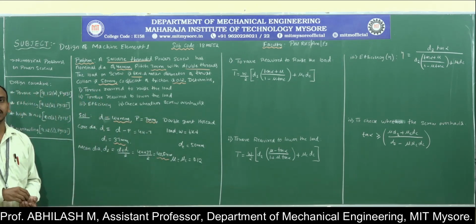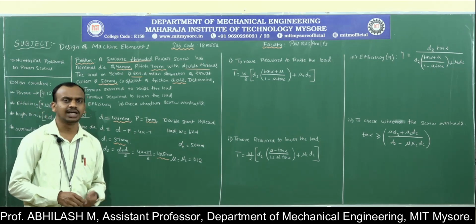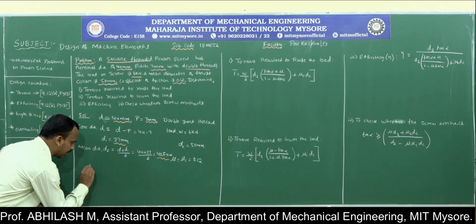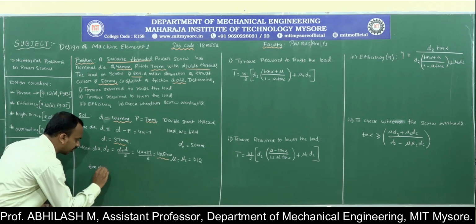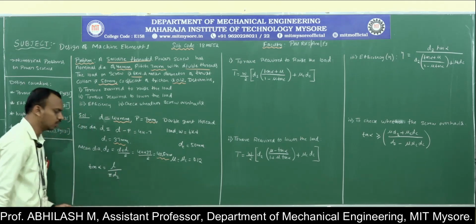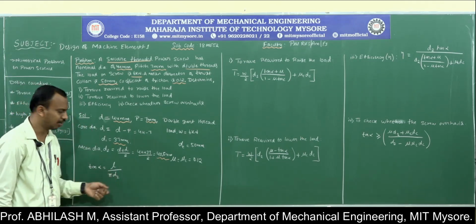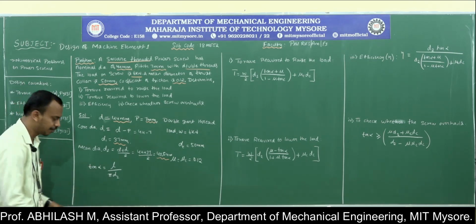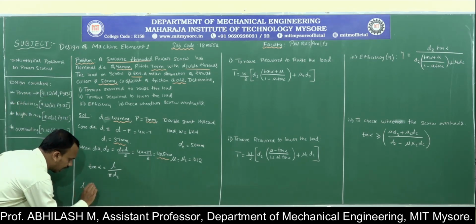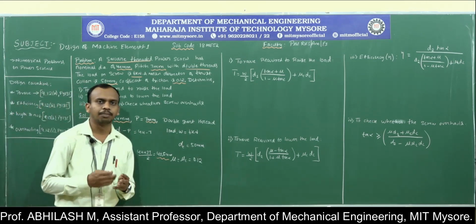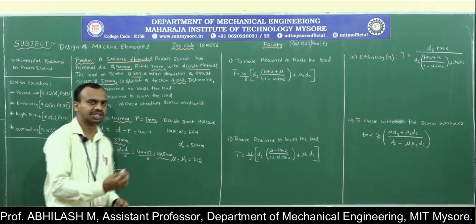I should calculate the lead angle, which is given by tan alpha. So how do I do that? The tan alpha is given by lead divided by pi into D2. So we know all these relations from the fundamentals. What is this L? This L is called as lead, and this lead will be equal to number of starts into pitch.